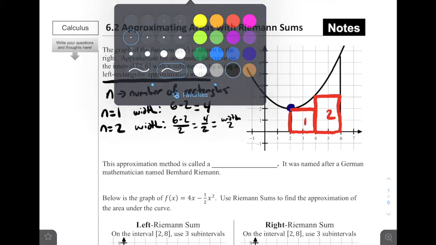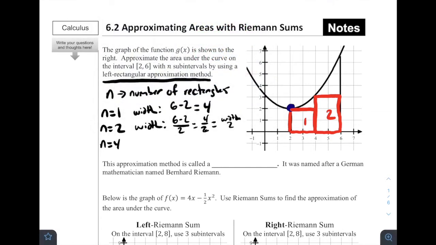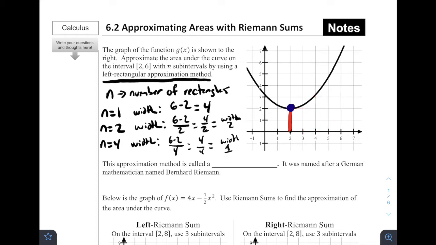Let's try n equals 4. Let's double it up. Well, what would the width of each one be? Well, we're going from 2 to 6, so 6 minus 2, and we're splitting that into 4 rectangles. So 4 over 4 means that the width needs to be 1. So I'm going to erase and just start over for this.